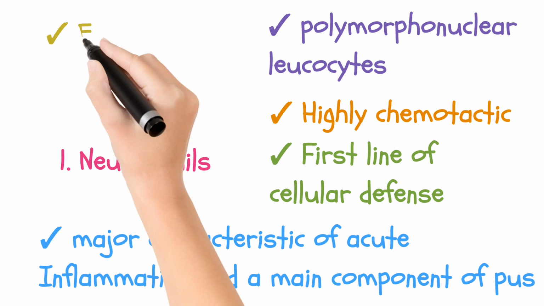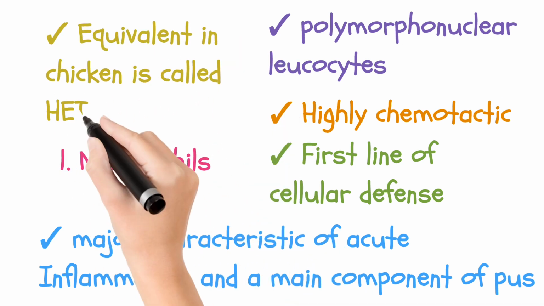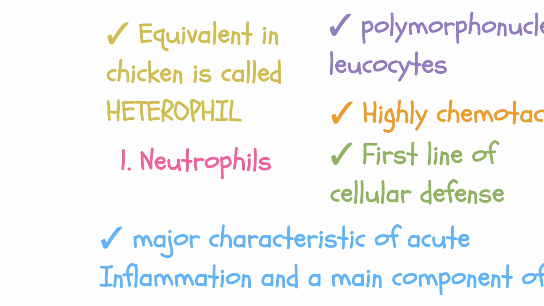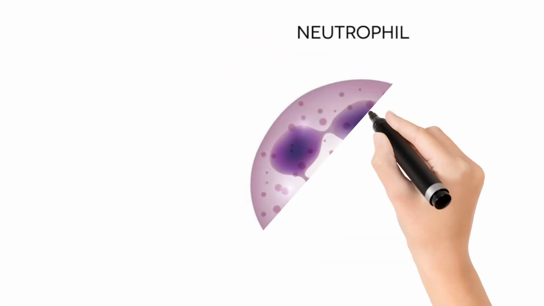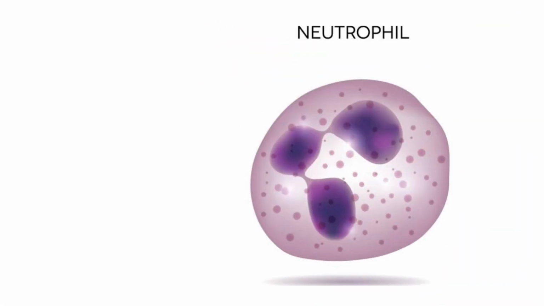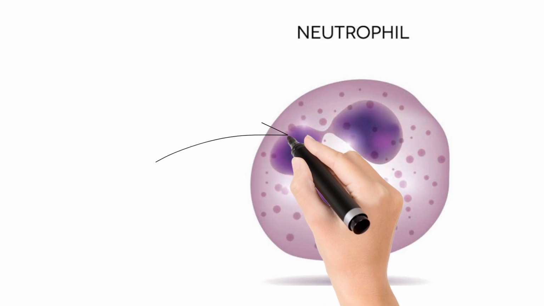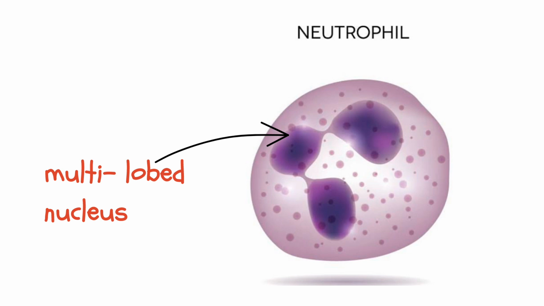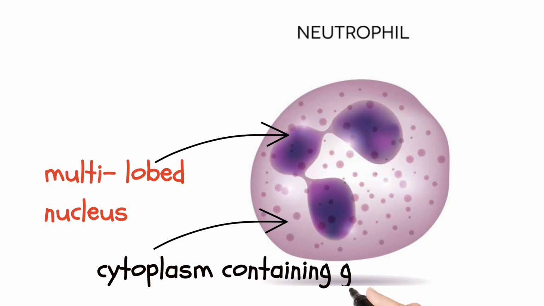So in domestic fowl, that is the chicken, the equivalent of neutrophils are called heterophils. Okay, so let's take a look at the structure of the neutrophil. The nucleus of the neutrophil is multi-lobed. This means that it has multiple lobes or segments. Then the cytoplasm contains granules, which are of two types.